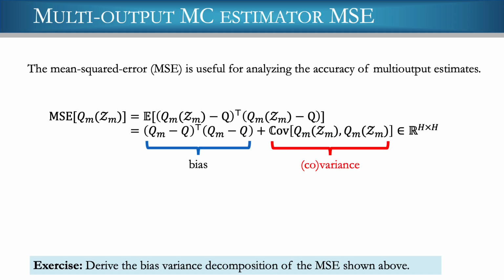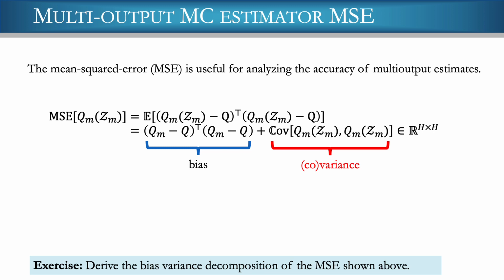Just like the scalar case, the mean squared error of a multi-output estimator is the best way to measure the quality of a Monte Carlo estimator of a vector value function. I'll leave it as an exercise for the viewer, but again, like the scalar case, the mean squared error can be decomposed into two terms. The first term is a squared bias and reflects how close the estimator gets to the true value q on average. The second term is the estimator covariance and quantifies variability in the value of the estimator each time it's computed with a different set of samples, z_n.